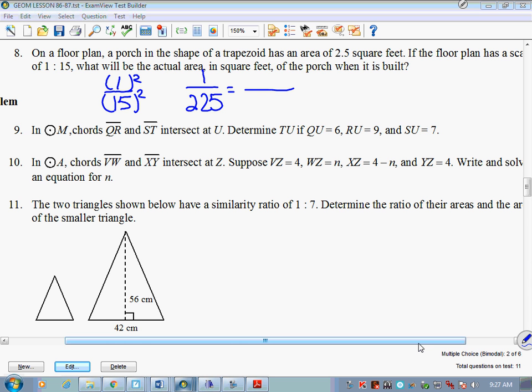Now, we're going to set this up. 1 is representing my floor plan. 225 is the actual porch. So what am I going to do with this 2.5? Does it go on the top or the bottom? Does it represent my actual porch or does it represent my floor plan? Floor plan. So it goes up top, 2.5. So 225 times 2.5 divided by 1. 562.5.